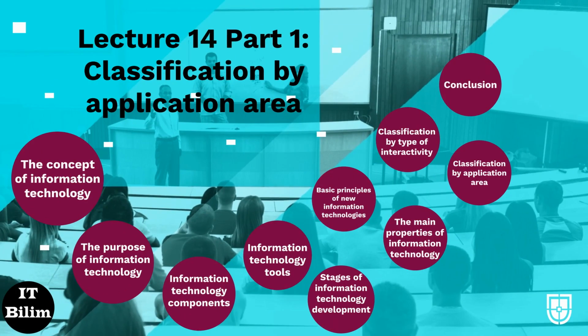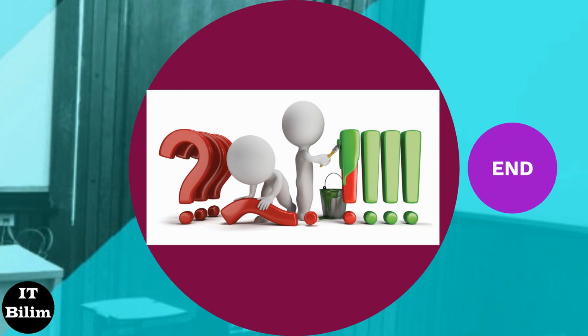Conclusion. Information technology is a set of processes that make it possible to collect, store, process, and otherwise interact with information. Classification of it is necessary for the correct assessment and application of information technologies in various spheres of society.